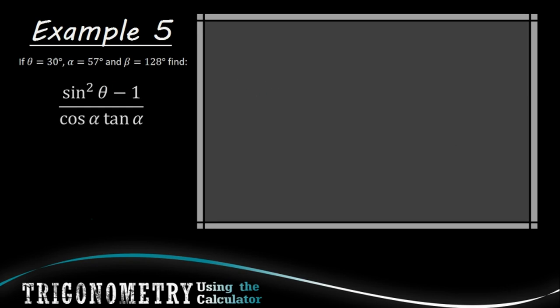Example 5, we've got this sine squared theta minus 1 over cos alpha times by tan theta. So to replace the values, we have sine squared, but this is the same as squaring the whole of sine theta. So this is sine theta is 30, and then squaring that whole expression minus 1 over cos alpha. So cos of alpha is 57 times by tan of alpha, which is also 57 degrees.